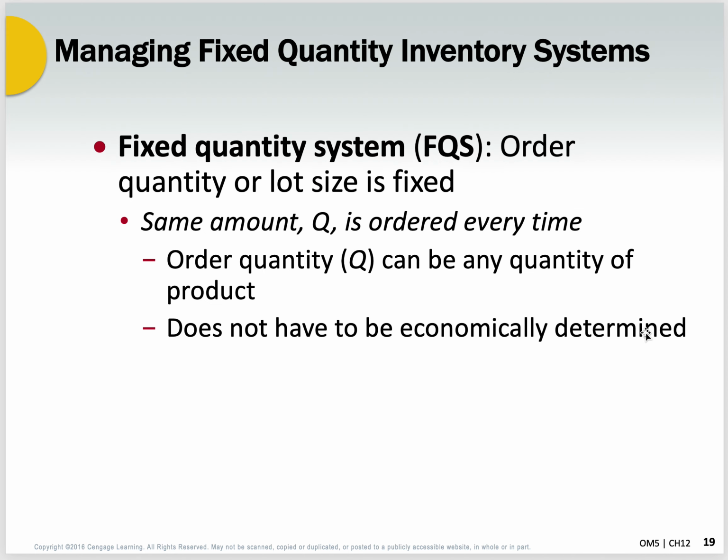Fixed quantity system. The same amount is ordered every time. The order quantity can be any quantity of the product, and it does not have to be economically determined. Some of those Dollar Shave Clubs and those kinds of things that do automatic replenishment figure you're going to use 1 blade a week, and every month we'll send you 4 blades, or every 2 months we'll send you 8 blades, and every 5 months we'll send you another handle, or maybe shaving cream, however you use it.